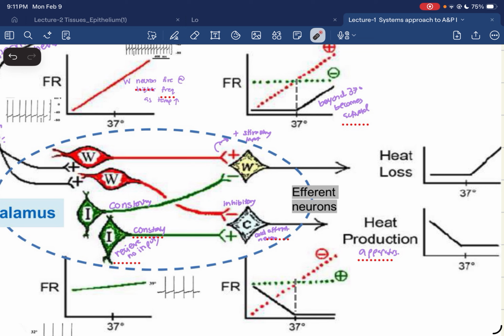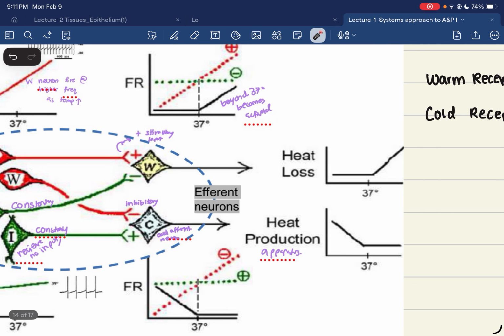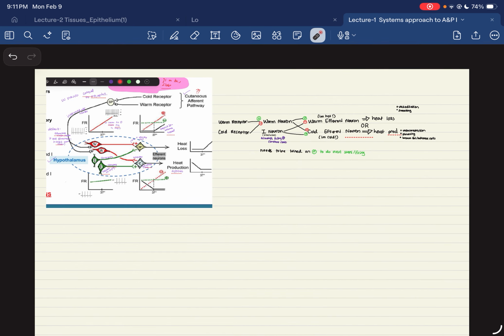And then we have this insensitive neuron here, which is always just firing at a constant rate. And so if this warm neuron is never turned on, this insensitive neuron is just going to win. And if it wins, it will inhibit the warm efferent neuron, and instead the cold efferent neuron will turn on and win. And then the cold is like, hey, I'm cold, so it'll produce heat. Or the warm efferent neuron will be like, hey, I'm hot, so I want to lose my heat. And that sums up everything.